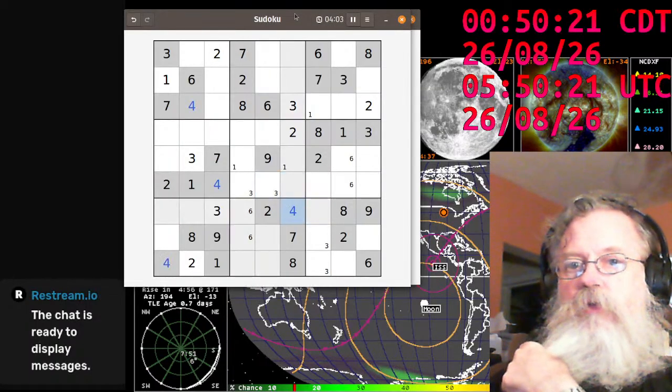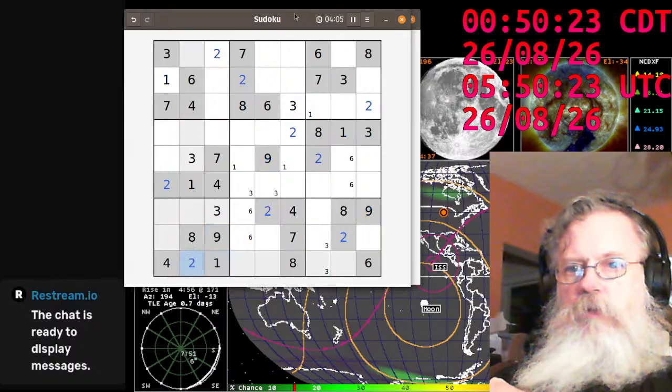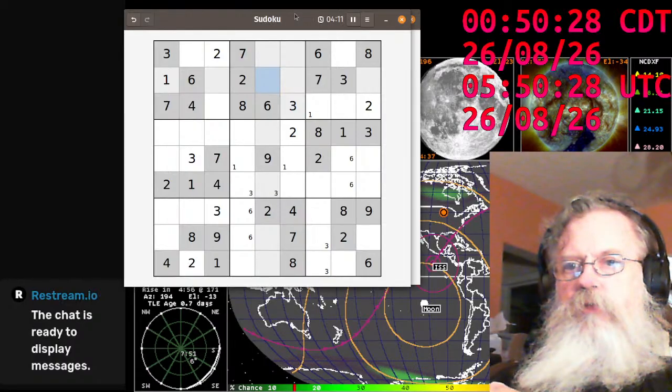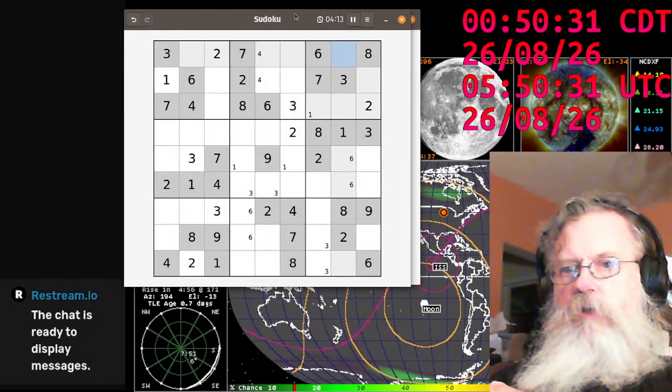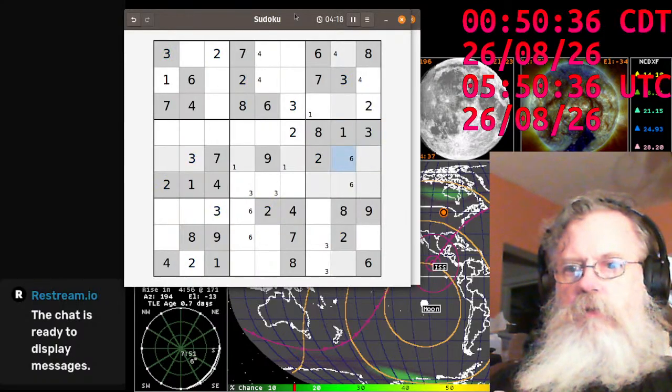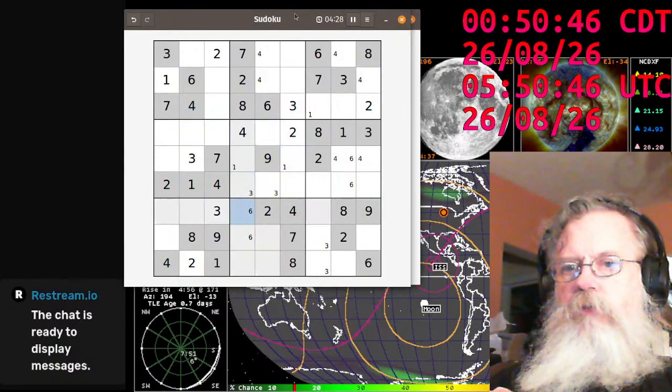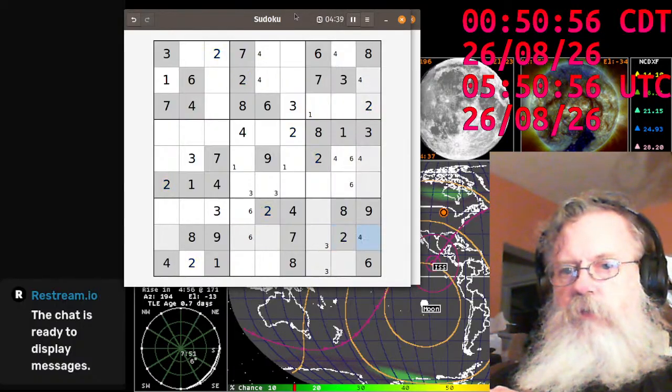4s. We get a 4 here. 4 here, here, here. So one of these two is a 4. One of these two is a 4. One of these two is a 4. But one of these two is a 4, so this is not, this is. We got a 4 here and a 4 here, so one of these two is a 4. Not that one, these two.